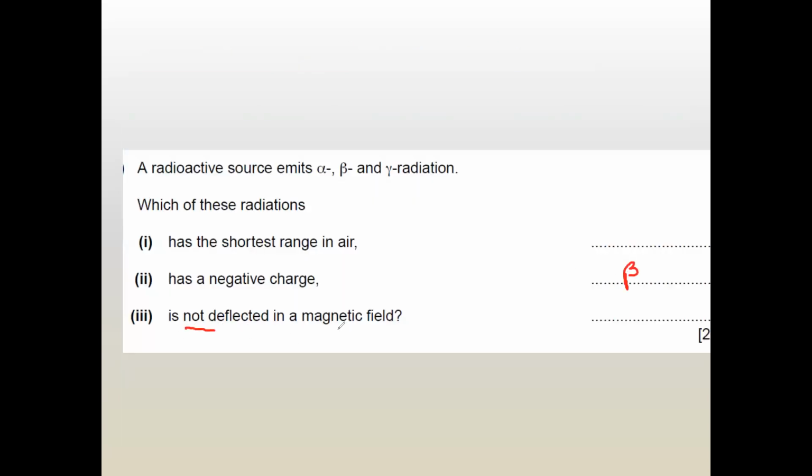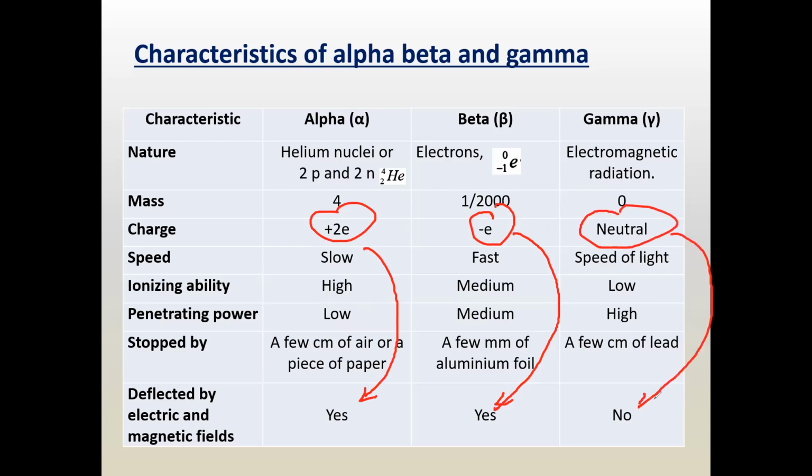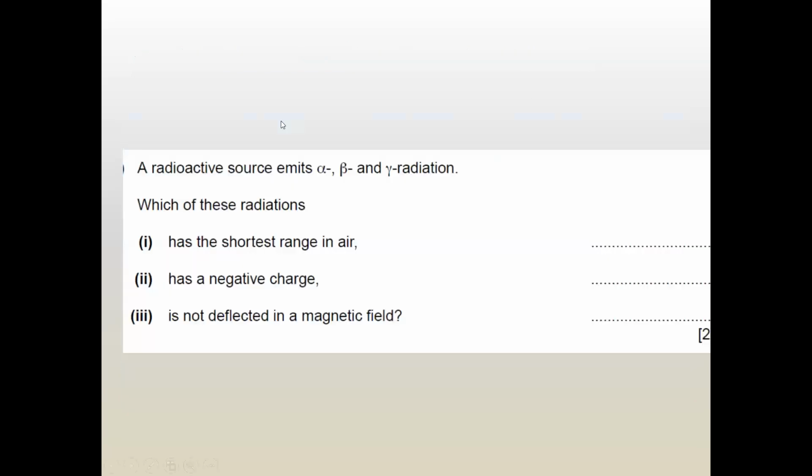The third one: which is not deflected by magnetic field. Deflection in a magnetic field depends on whether it is charged or uncharged. Because alpha is charged, it is deflected in a magnetic field. Beta is also charged, negative, so it will be deflected by magnetic field. But gamma is neutral, so it is not deflected by electric or magnetic field. So the last one will be gamma. So the first one, the shortest range, is alpha, the negative charge is beta, and the one not deflected by a magnetic field is gamma.